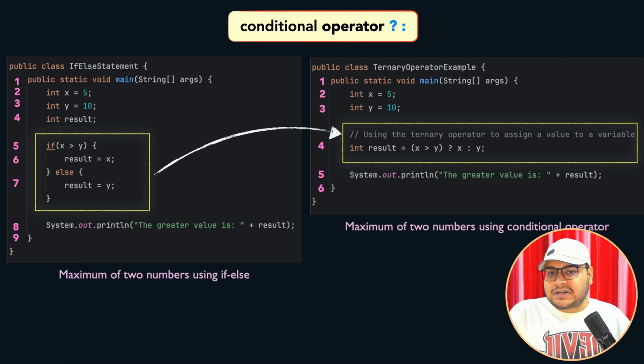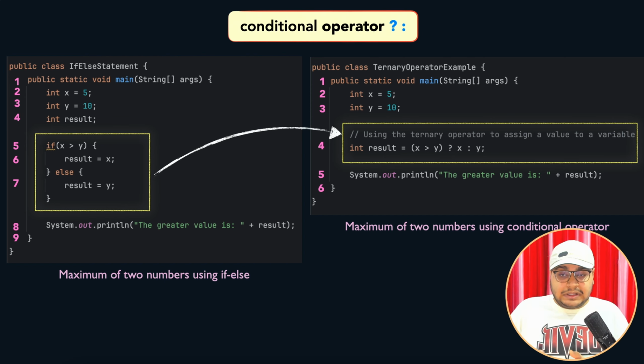The conditional operator is often used as a compact way to write simple conditional statements. For example, this is how a simple if statement to find the maximum between two numbers can be converted to a single line using this conditional operator. It's particularly useful when you want to assign a value to a variable based on a certain condition.